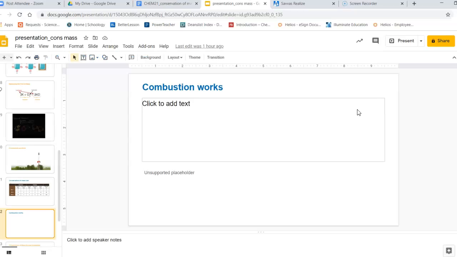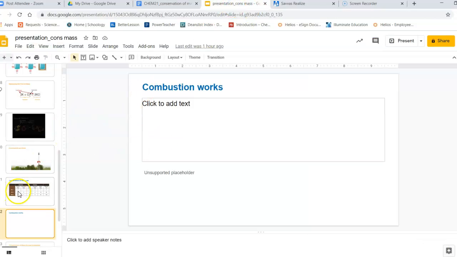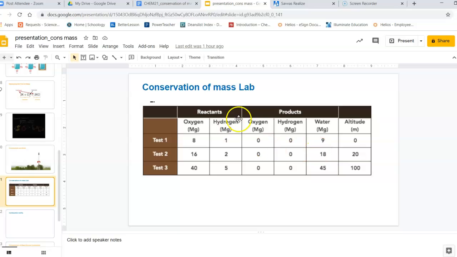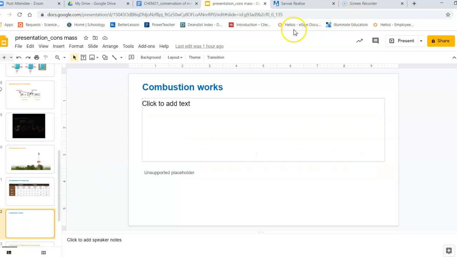I also want to show you another example of combustion. There's this really cool video, because now that we understand how mass is able to be conserved in a combustion reaction, we need to know how it does work.